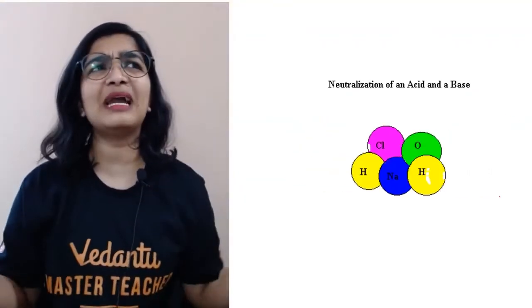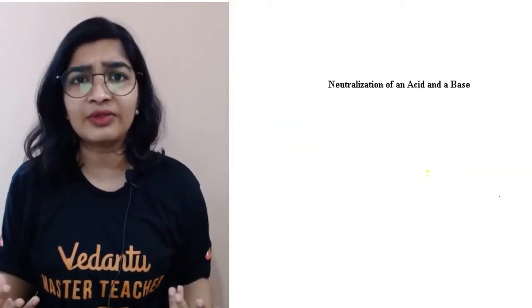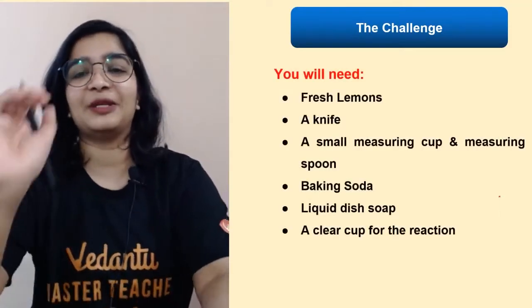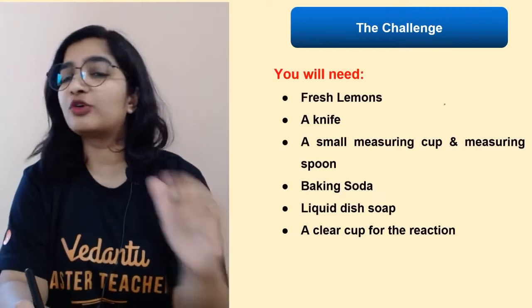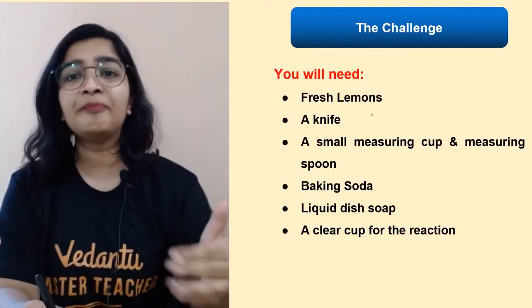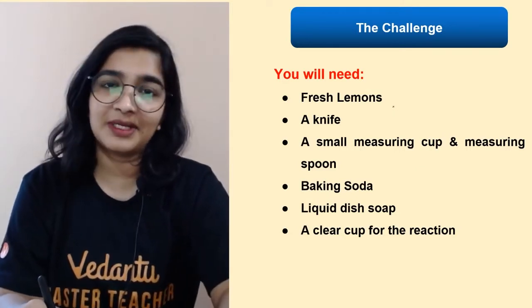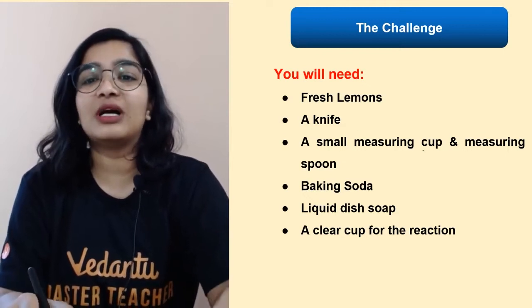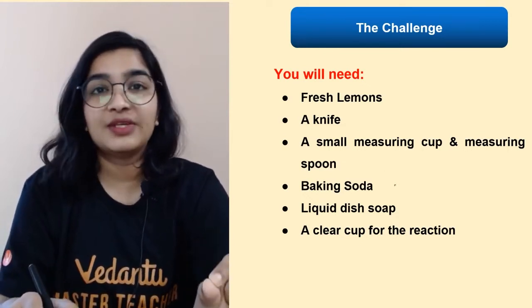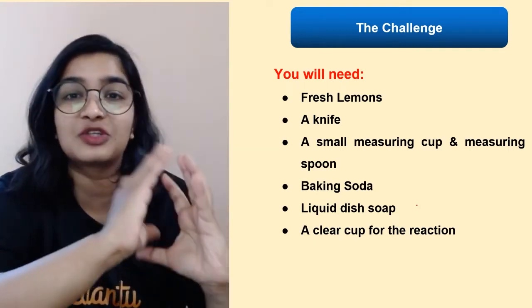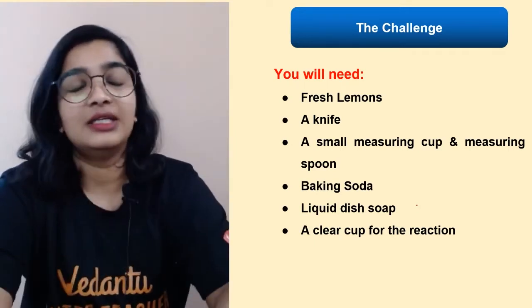But you might be wondering why I am teaching acid bases. We know it already. What is the challenge? Here it is. Obviously this is about acid and base reaction. These are the things which you need. Of course, everything will be available at your home. I don't want you to go out and buy anything. Fresh lemons will be at home, right? Nimbu pani, yes. A knife, a small measuring cup and measuring spoon, baking soda, liquid dish soap, and a clear cup for the reaction, so that you can actually see what is happening when you add these two.